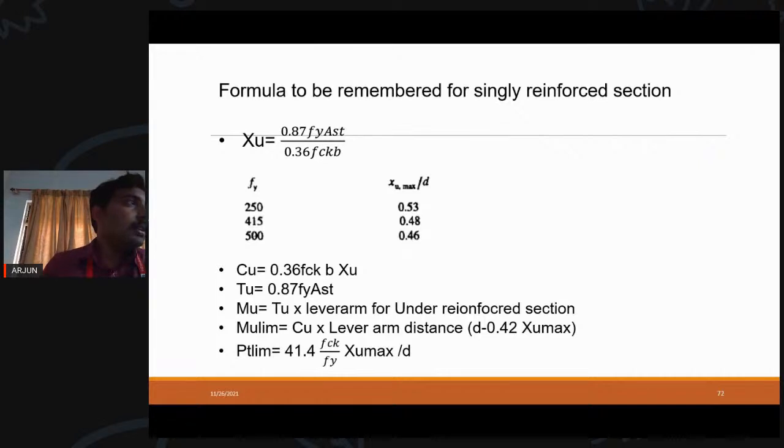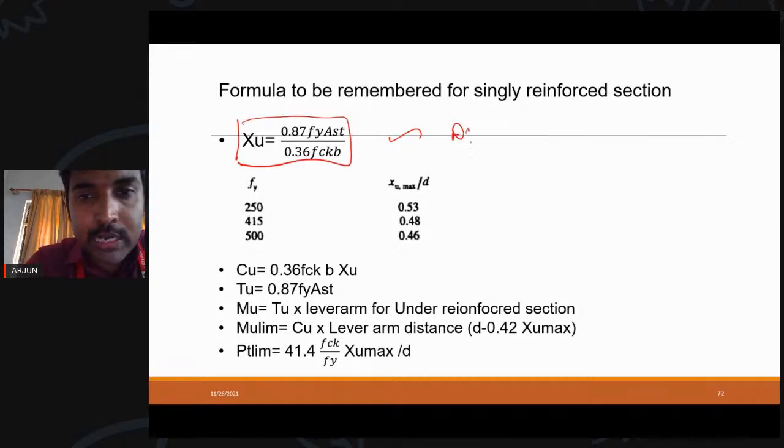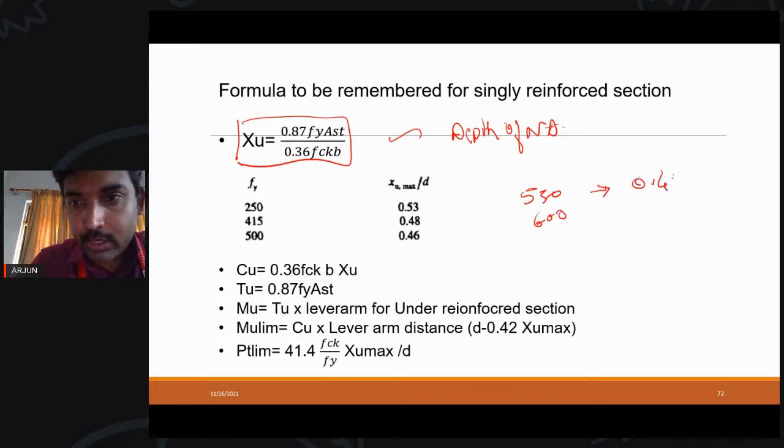So, summarizing all the values, the things you have to remember in case of a singly reinforced section: this equation, Xu is equal to 0.87 fy Ast divided by 0.36 fck b, to determine the depth of neutral axis. Then the values of Xu max by d based on the various grades of steel. In IS 456, 550 and 600 are not given, which can be computed as 0.44 and 0.43 using the equation.